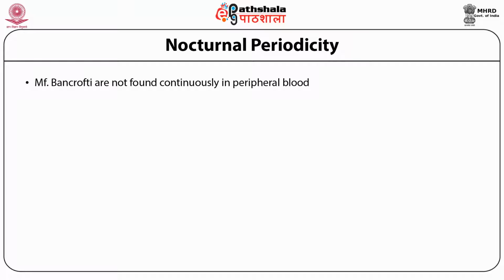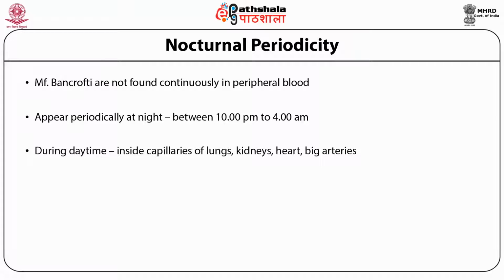You may be aware that Culex is a nocturnal feeder. It feeds only during night because it needs darkness to feed upon human beings. Thus, Microfilariae have developed a specialized system to be sucked by these mosquitoes during night. During daytime, the Microfilariae reside in the large and deeper blood vessels of different organs of the human body such as lungs, kidneys, heart and large arteries, whereas during night they appear in the peripheral blood vessels, especially between 10 p.m. to 4 a.m. so that mosquitoes can suck them easily. This is called nocturnal periodicity.